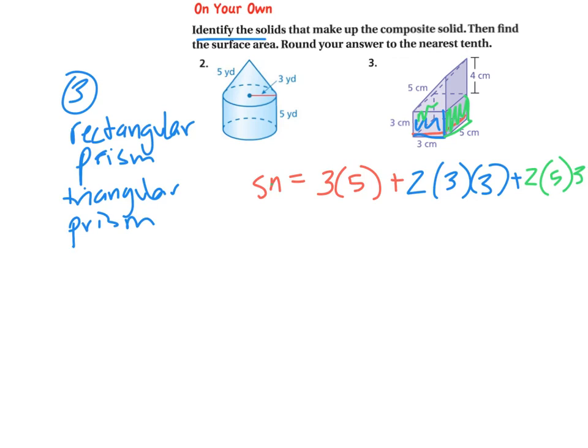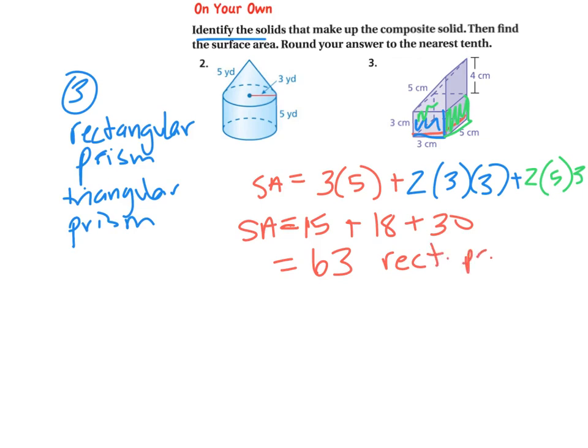Okay, so let's simplify this. 3 times 5, 15. 3 times 3 is 9. 9 times 2 is 18. 5 times 3 is 15. Times 2 is 30. Okay, let's add all those together. So we have 30 plus 18 plus 15, which would be 63. Okay, so this is for the rectangular prism, right? So now let's look at the triangular prism.